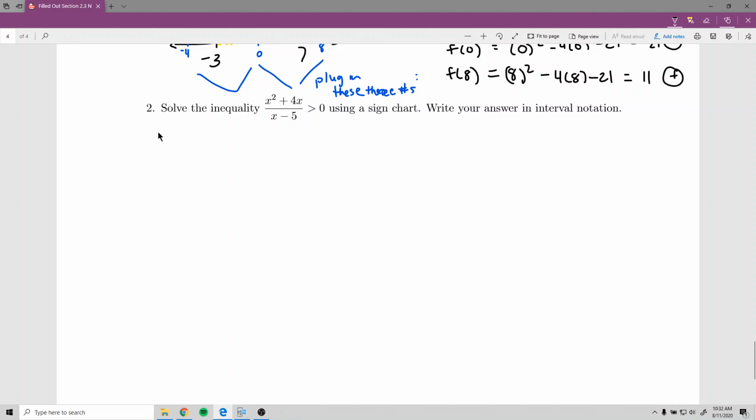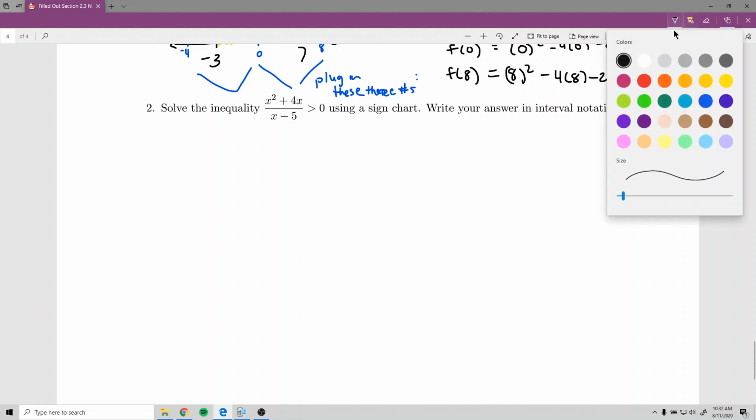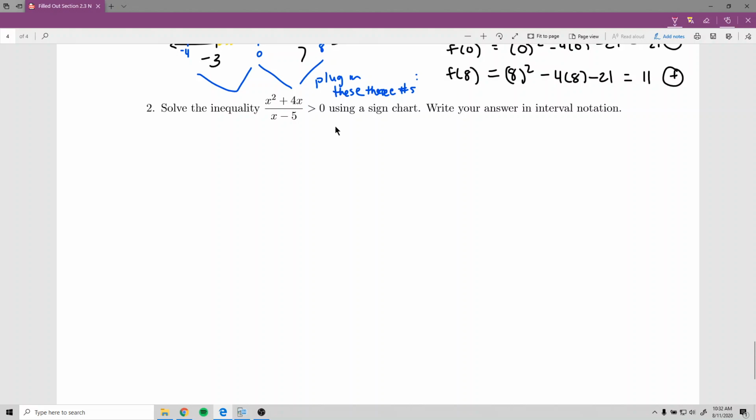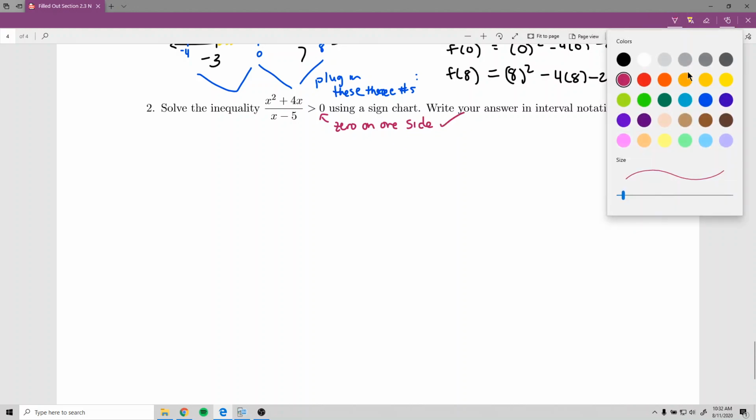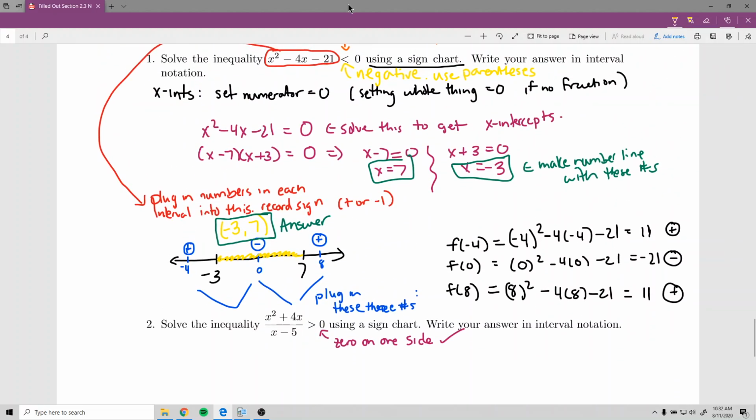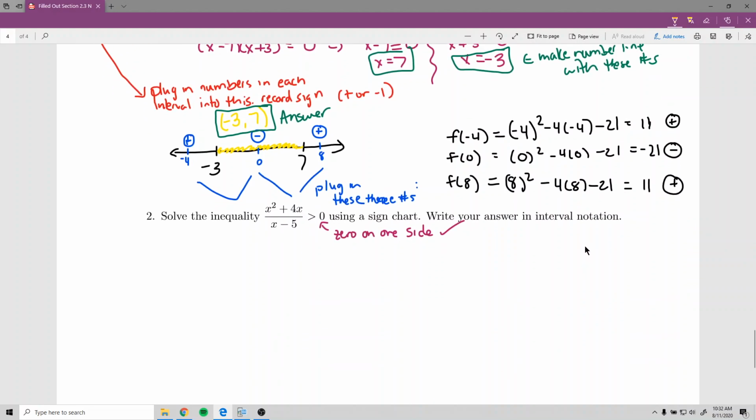Okay. So we start by noticing that it's already got a 0 on one side, which is very nice. And I'm just going to go ahead and point out what we pointed out at the end here when we are finishing our problem. We want where it's positive, and we're going to use parentheses because there's no equal sign. So after we go through and do all our work, we'll look at where it's positive and use parentheses.